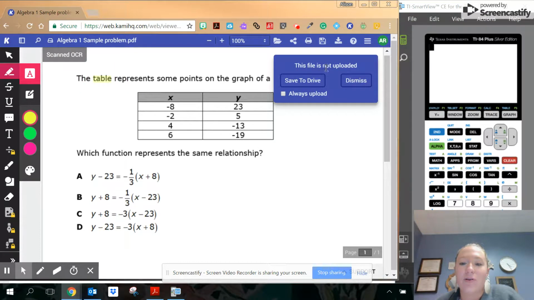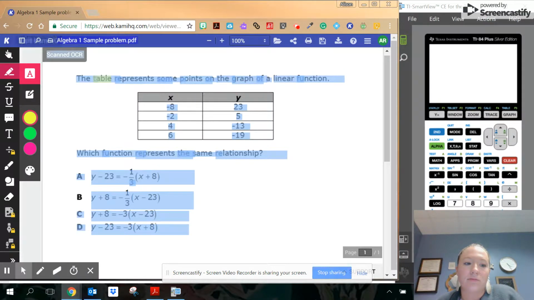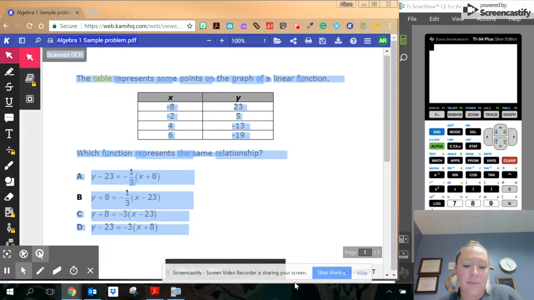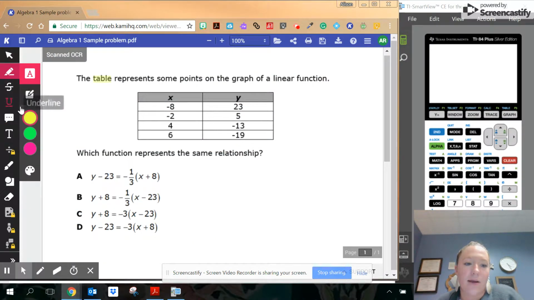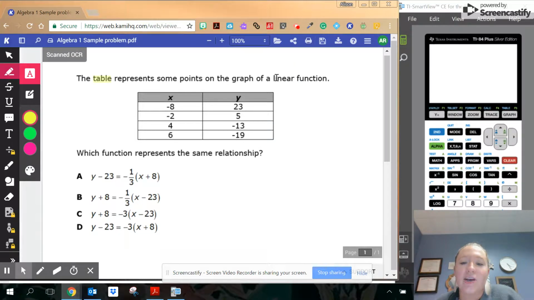When I'm looking at this, I'm highlighting some important words. I know here that I'm looking at a table. Okay, technical difficulties. The table represents some points on the graph of a linear function. What function represents the same relationship? What's in this table is going to match what would be in this equation.